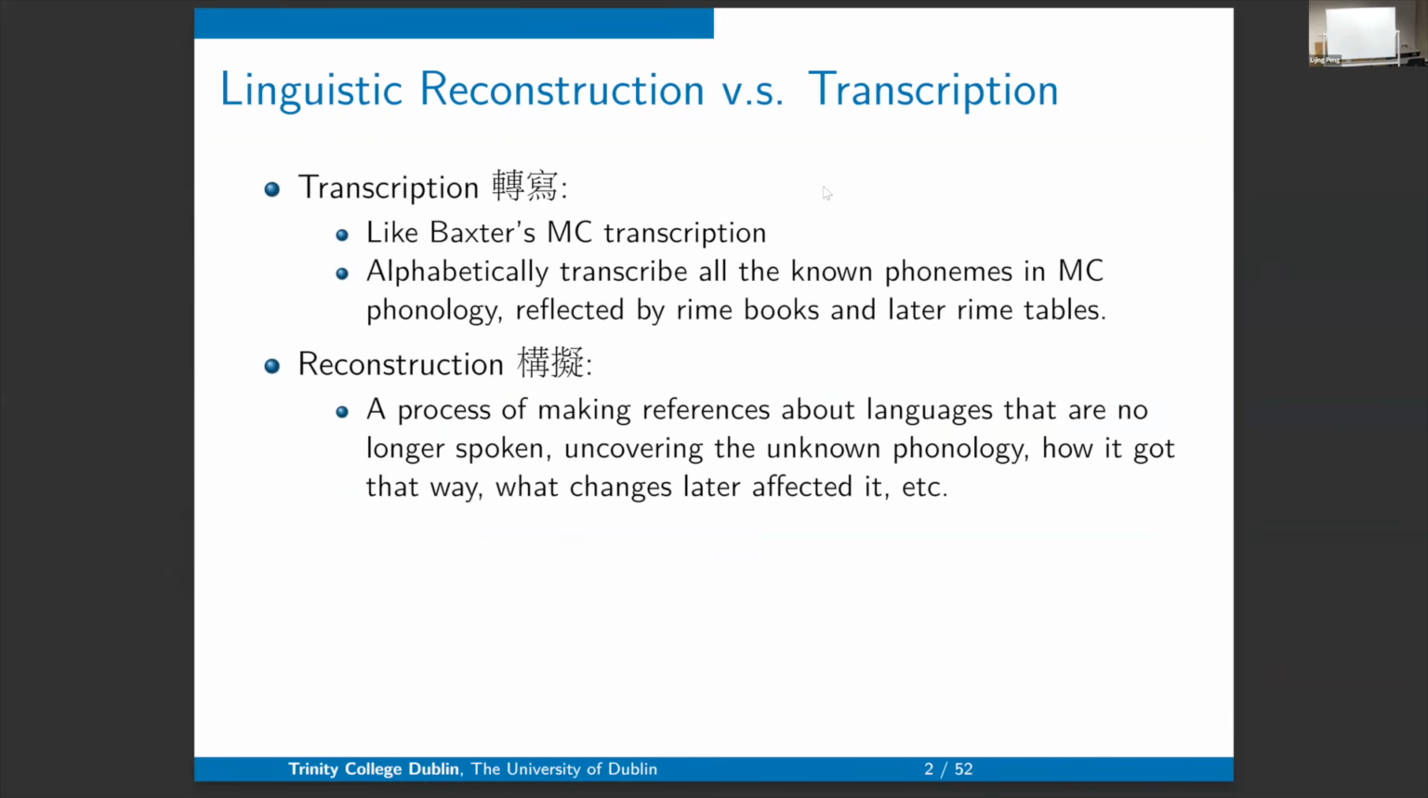Okay, so I mentioned some of this before, but let's say we want to clarify the difference between transcription and reconstruction. Transcription is something like Baxter's Middle Chinese, where he's trying to write in one writing system the information contained in another writing system. So alphabetically transcribe all of the facts about the synchronic phonology in rhyme books and rhyme tables. And then reconstruction is where we're positing a formerly existing form based on available evidence. And that includes a story about how that reconstructed form becomes the later forms, right?